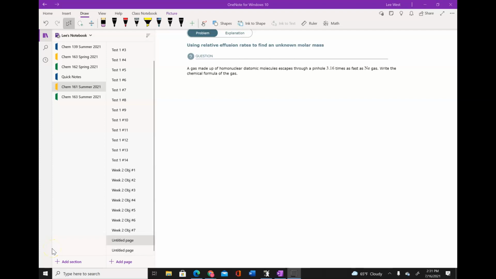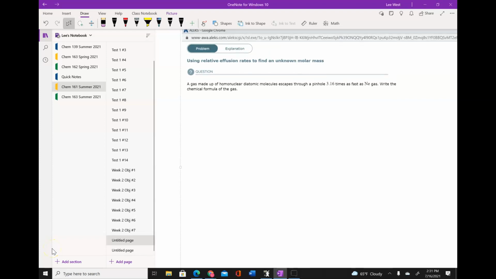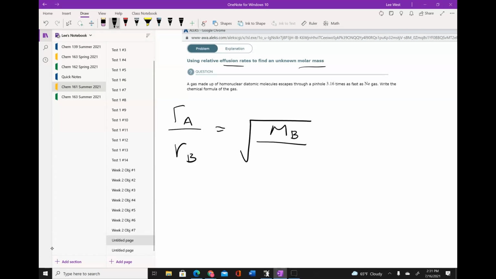Okay, so in this problem, we're going to be using relative effusion rates to find an unknown molar mass. How a molar mass and rate of effusion are related is through Graham's law of effusion and diffusion, which says that the rate of effusion of gas A divided by the rate of effusion of gas B is equal to the square root of the molar mass of gas B divided by the molar mass of gas A.